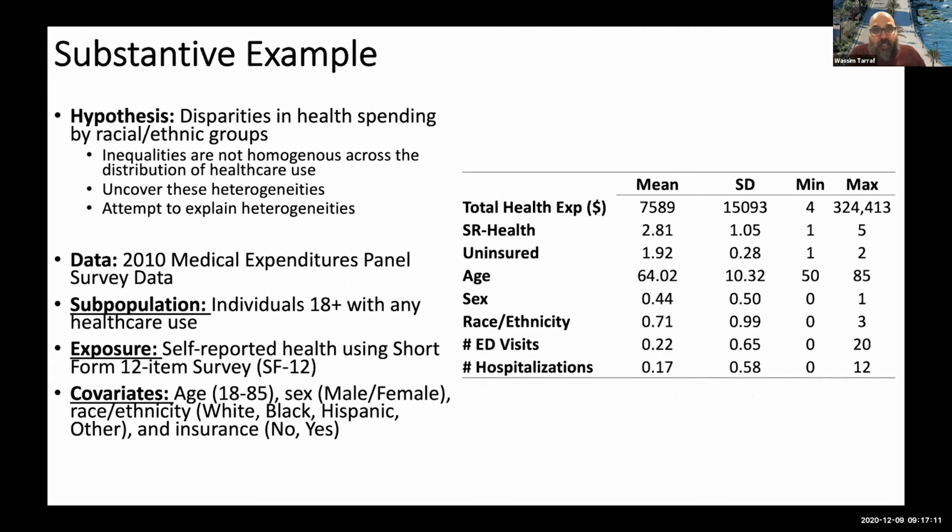Okay, so this substantive example is just to give you an idea of what you can do with quantile regression. Most of us, again, tend to focus on the mean. I'm trying to argue that there are values or parameters that are a lot more interesting than just focusing on the mean value, and I'm going to show you how to do that. For this particular case, I'm going to look at total health expenditures as a function of self-reported health, insurance, age, race, ethnicity, and use of expensive healthcare resources: emergency departments and hospitalizations. The substantive hypothesis is that we have disparities in health spending, and those disparities extend beyond just the average value; they are more likely to manifest at the tails, particularly among the high-end users of healthcare.